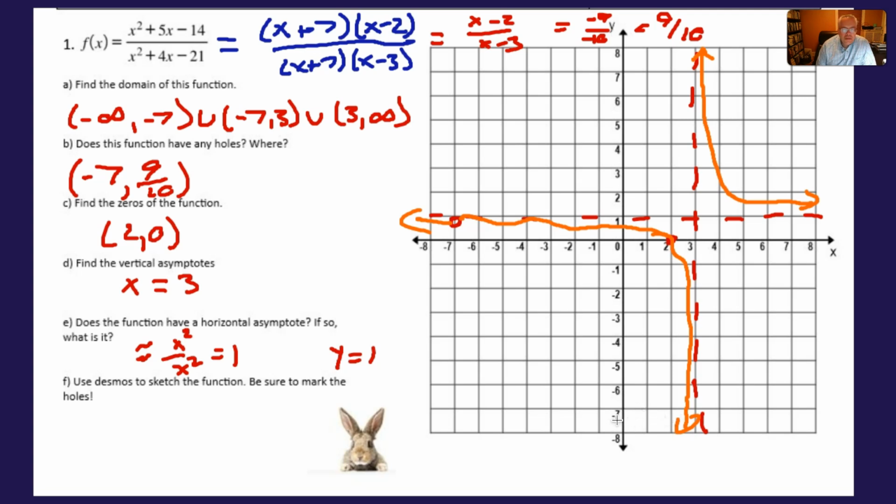So it's very much like what we've been doing, except we have this new feature. There's a hole in the graph which corresponds to the repeated factors. All right, well, we'll be doing a bunch more examples of this, and it'll become easy for you. Take care.